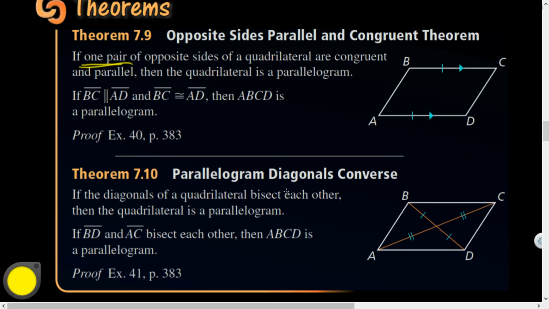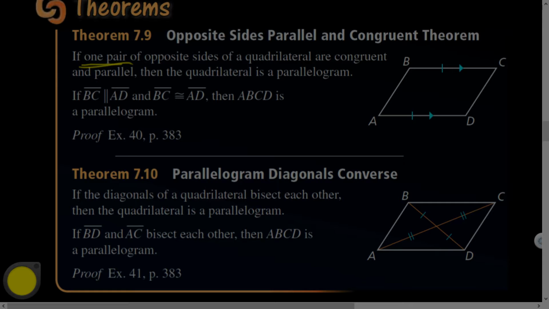All right, and then there's also the parallelogram diagonals converse, that if the diagonals of any quadrilateral bisect each other, then the quadrilateral is a parallelogram. Right, so that's a converse of a theorem from yesterday. Theorem 7.9, this was not a theorem from yesterday, and therefore it is not a converse of one of those.